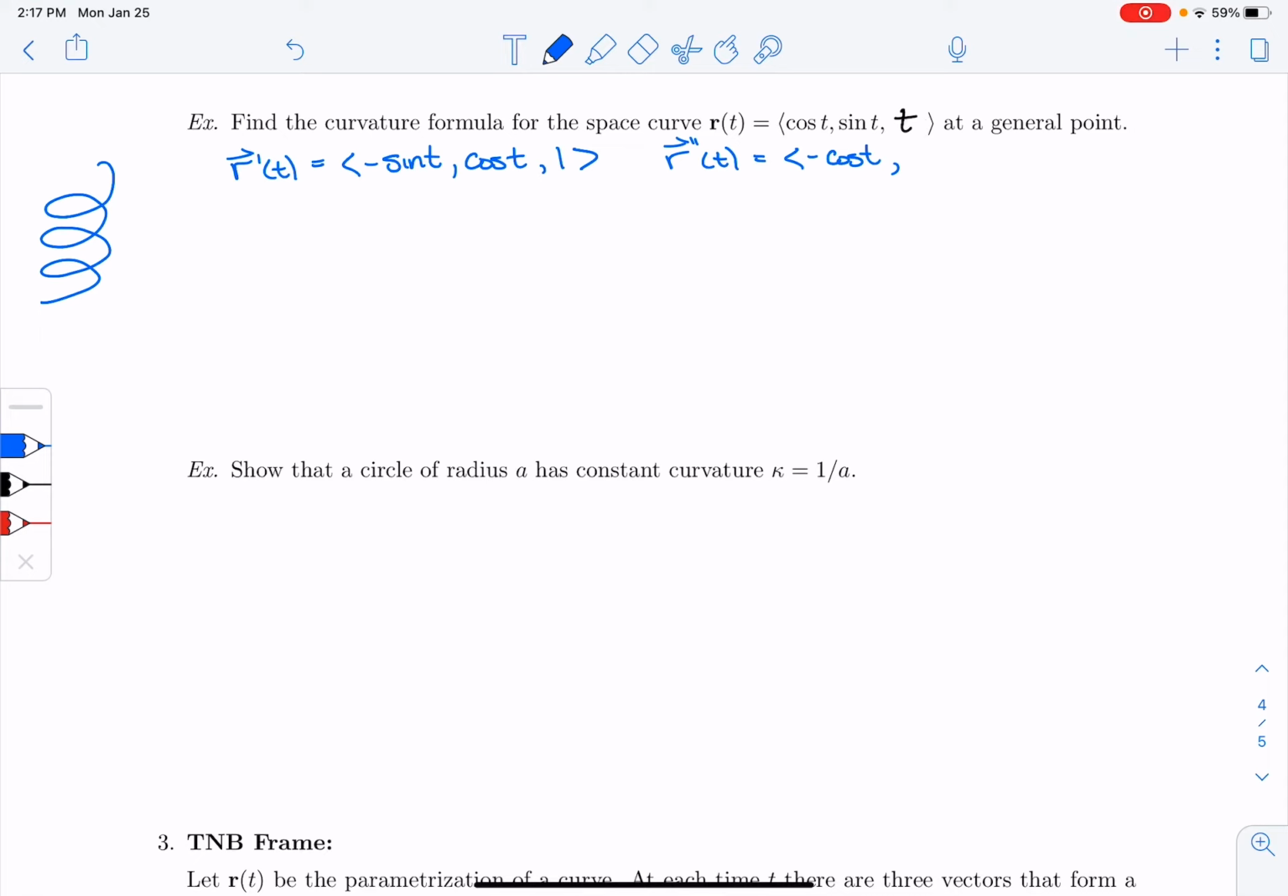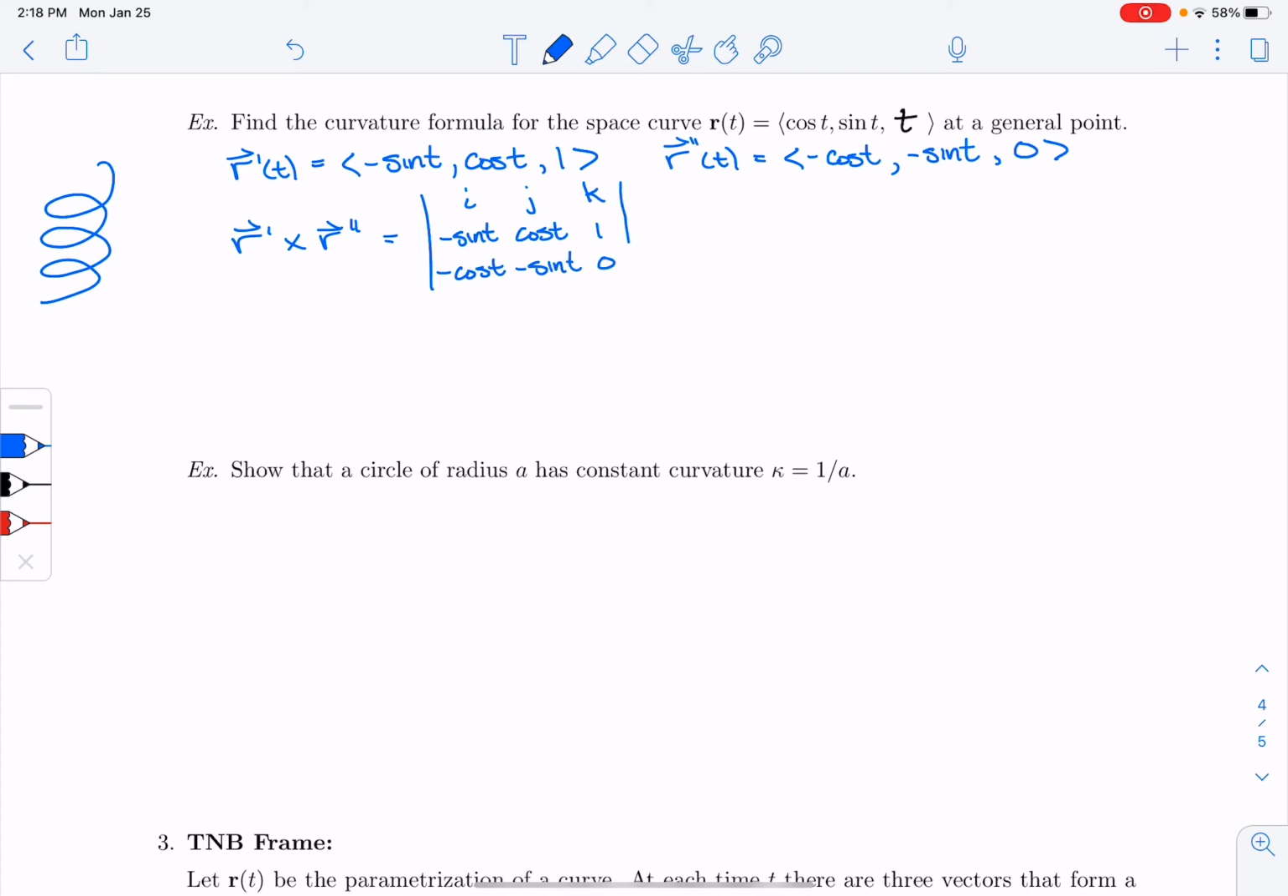And then the derivative of cosine t is negative sine t. And then the derivative of 1 is 0. And so now I need to take the cross product of r prime and r double prime. So that's i, j, k, negative sine t, cosine t, and 1, negative cosine t, negative sine t, and 0.